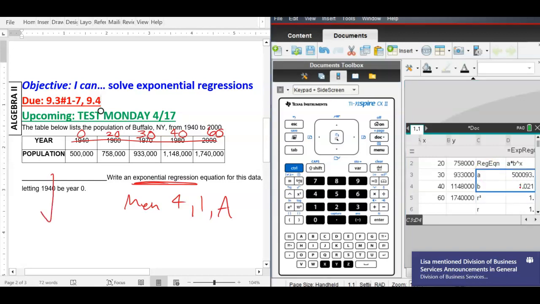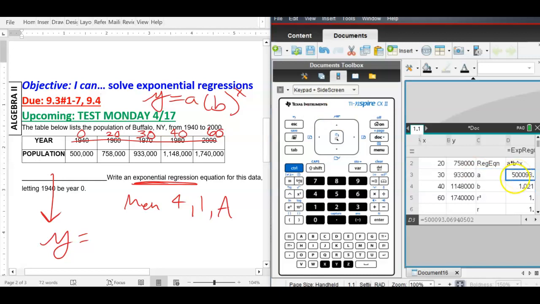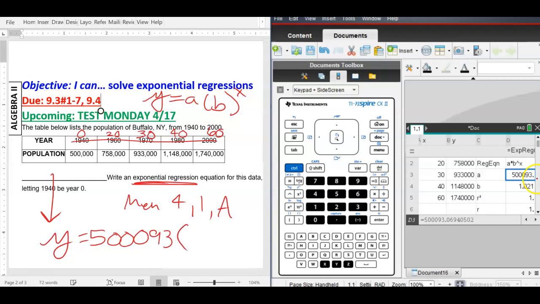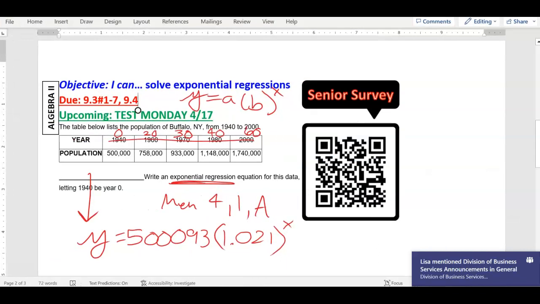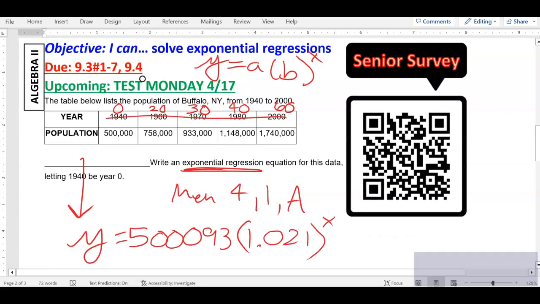So we're going to write this in. My equation is going to be y equals, and remember, the format is A times B to the power of X. So what's my A value? 500,093. And then my B value is 1.021. And then to the power of X. Okay? Do you see how that works?